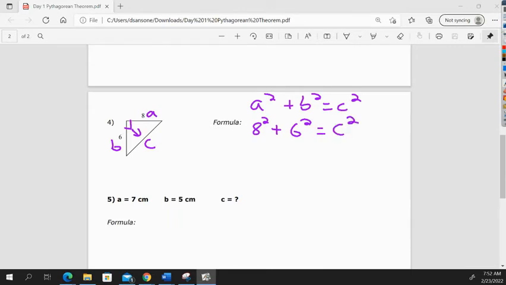All right, now I'm going to simplify. 8 squared is 64, plus 6 squared is 36, and I haven't done anything with C squared, so I'll leave it alone. Next, I'll add together 64 plus 36, and I got 100. So I have 100 is equal to C squared. So right now, we're at a point where we're stuck. 100 equals C squared.